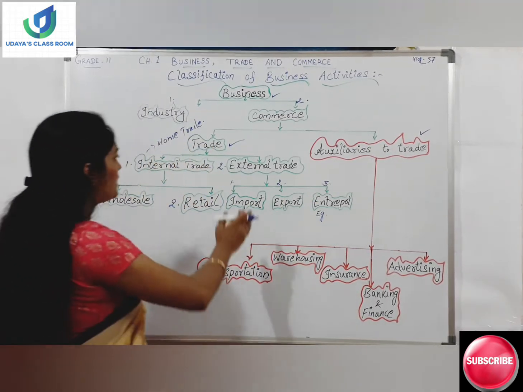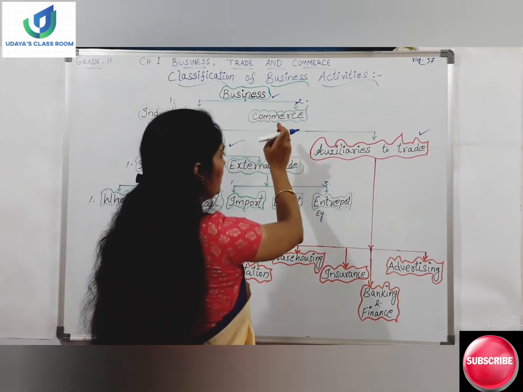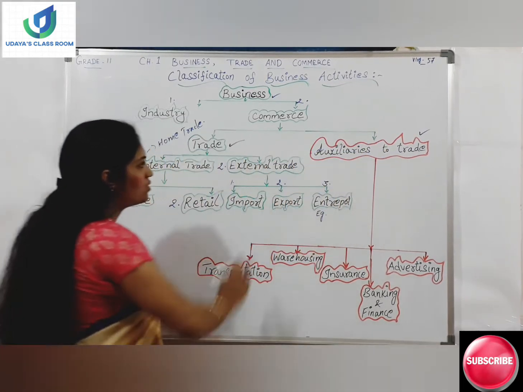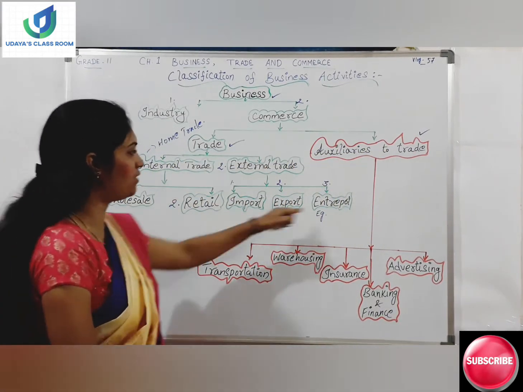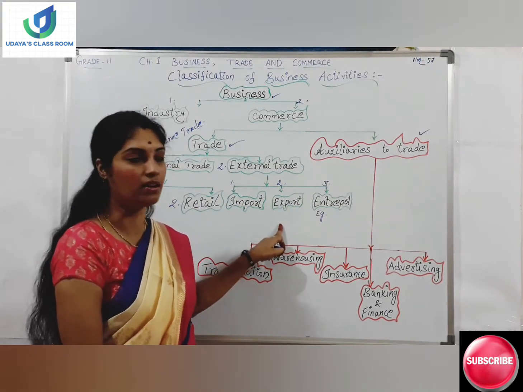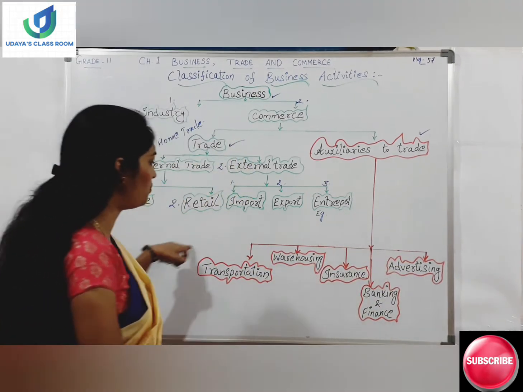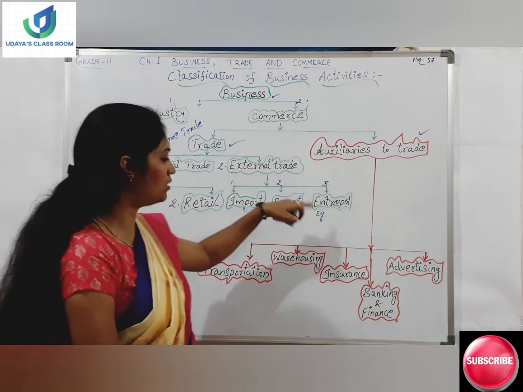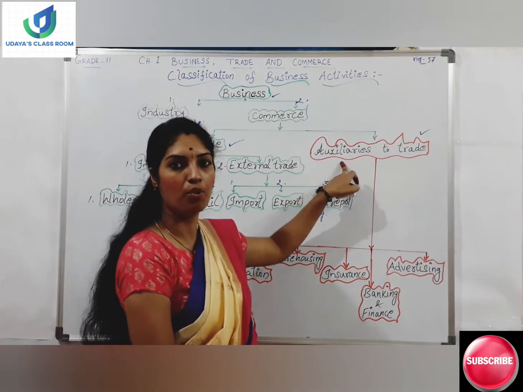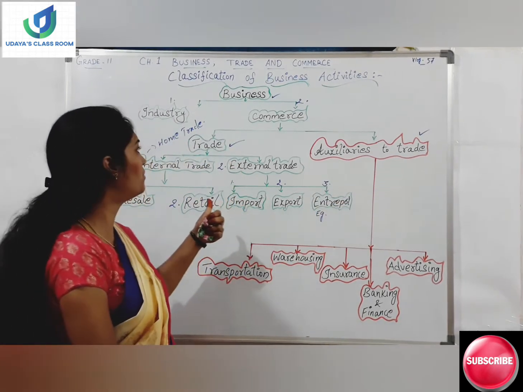Alright, so we have seen the classification of trade. Next, we are going to see the next classification of commerce, auxiliaries to trade. For doing all these trading activities, we need some support, some help, right? So, who will be helping? These people will be helping the traders. So, they are all called auxiliaries to trade. Auxiliaries means support or helpers. So, they are helping for doing trading business.